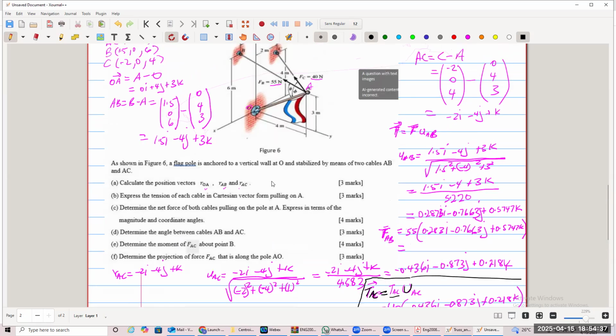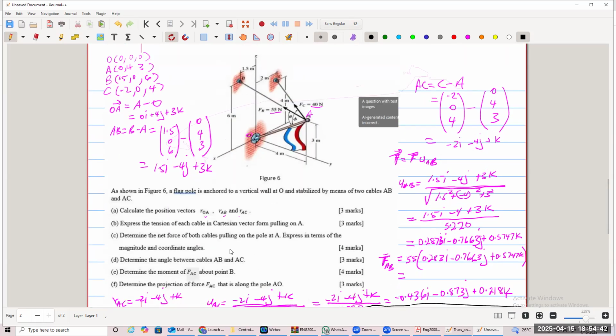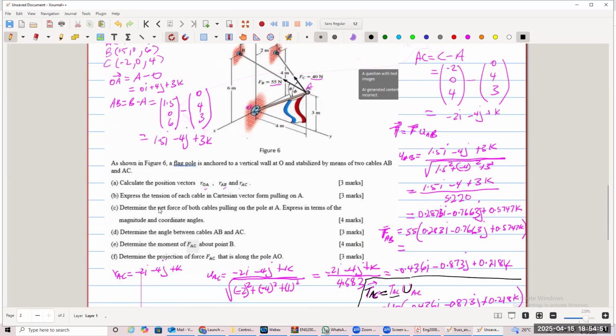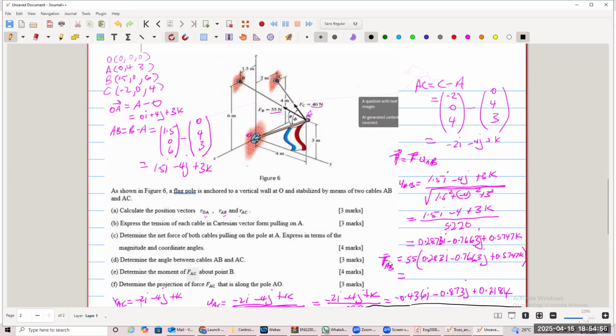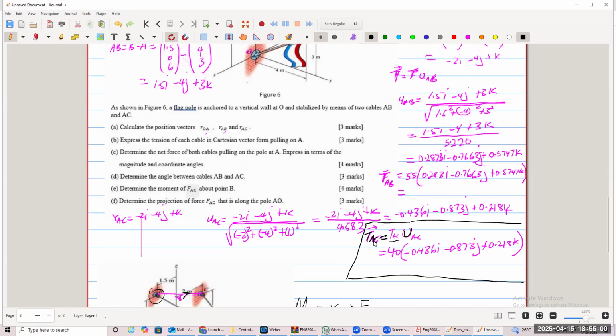If you ask for the net force, once you find these two here, you add the forces and you get the net force. It says the net force of both cables pulling at A. So with the net force, you'll be adding TAB plus TAC. You agree? Yes. So if it asks for net force, it is the total force. You have the two forces if it's asking for net.